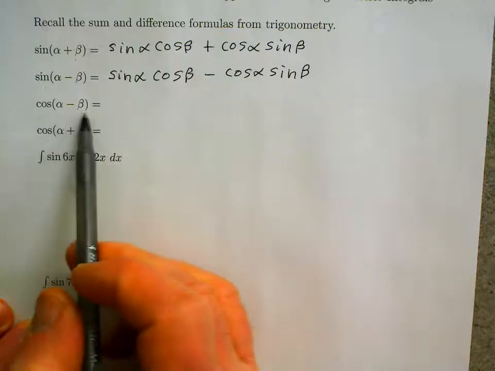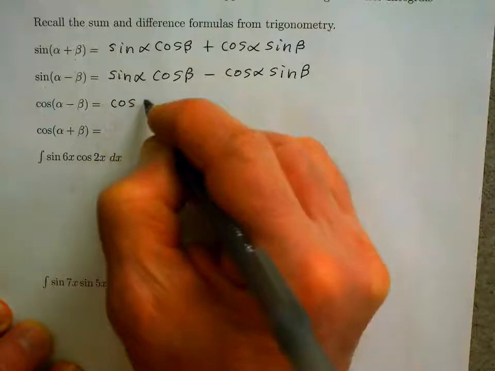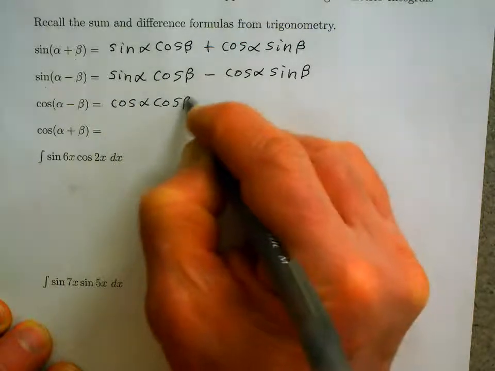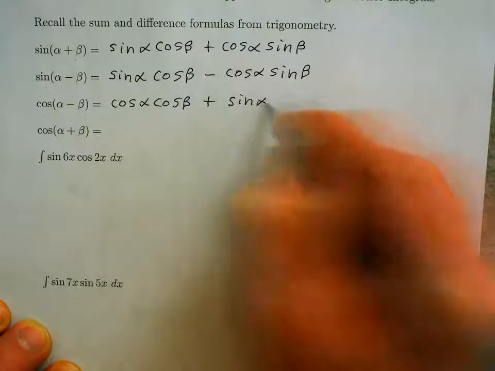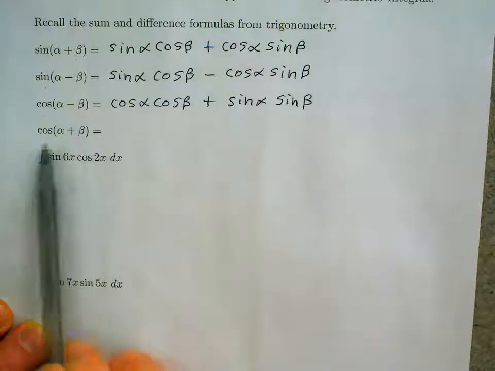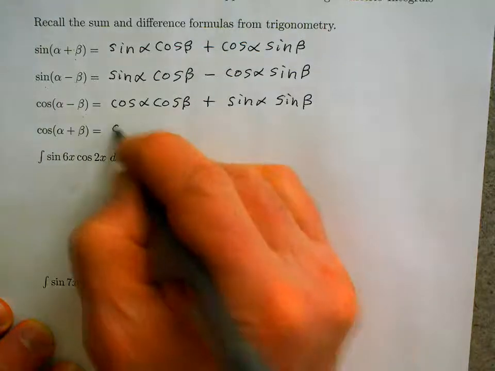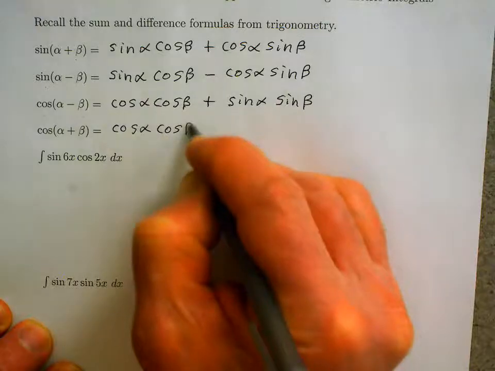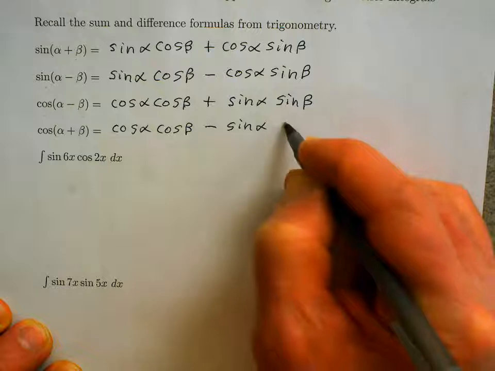Cosine of alpha minus beta, this is cosine of alpha times cosine of beta plus sine of alpha times sine of beta. And then the next one, cosine of alpha plus beta, is cosine of alpha times cosine of beta minus sine of alpha times sine of beta.